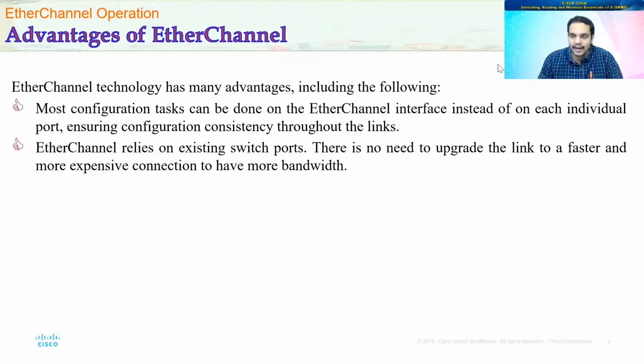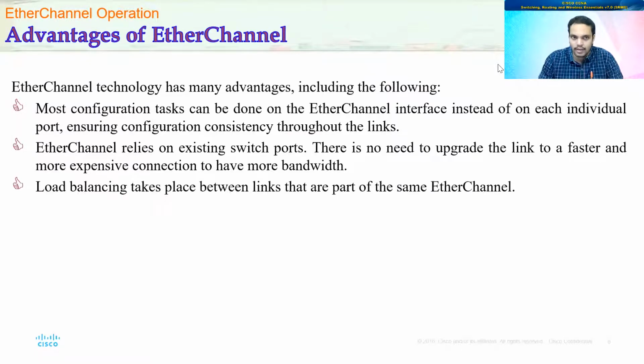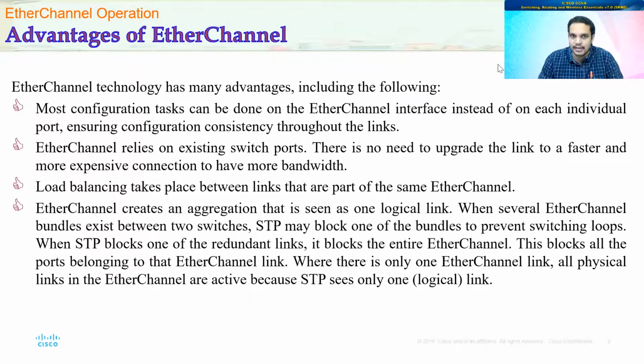EtherChannel relies on existing switch ports only. You need not upgrade the ports. You need not buy new hardware or anything. So you can actually use your existing links, existing switches, existing ports to have more bandwidth. Load balancing takes place between links that are part of the same EtherChannel. And also, as I told you, EtherChannel creates an aggregation that is seen as one logical link. You can ask me, when we spoke about STP, whenever STP finds an alternate path which is not being used, it will automatically block it.